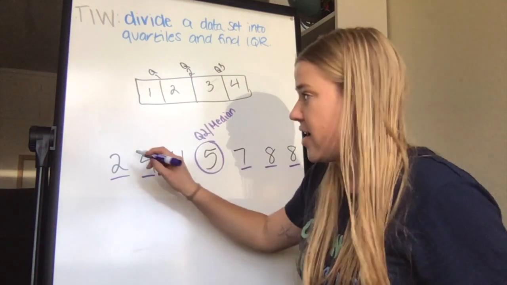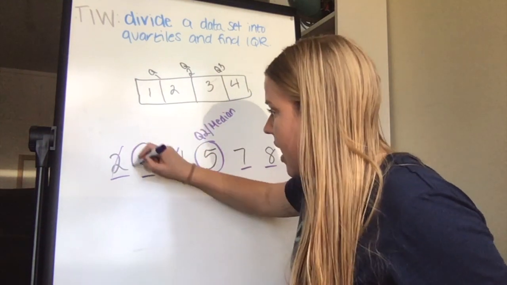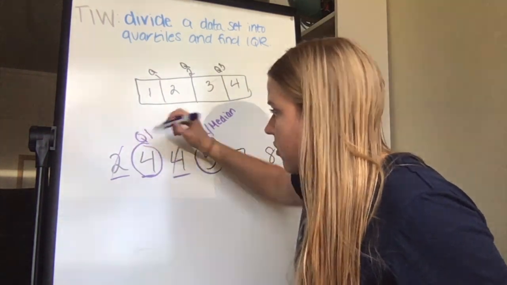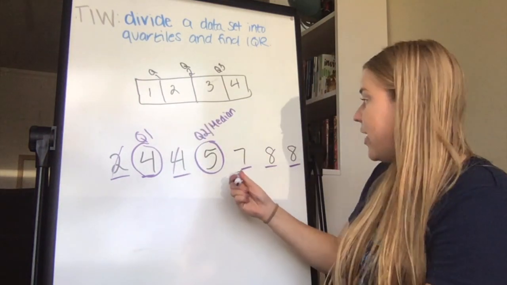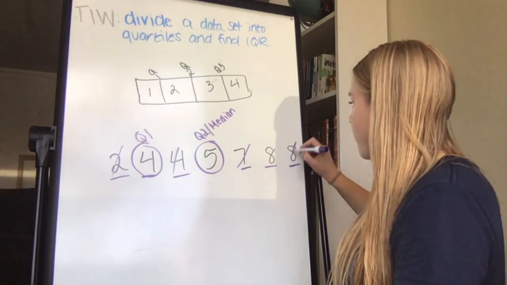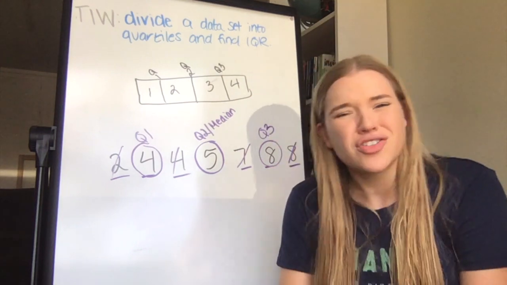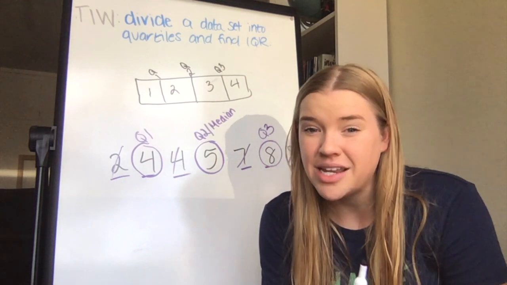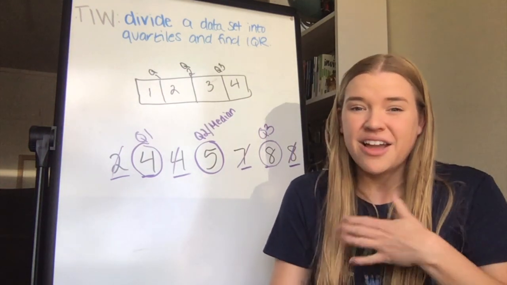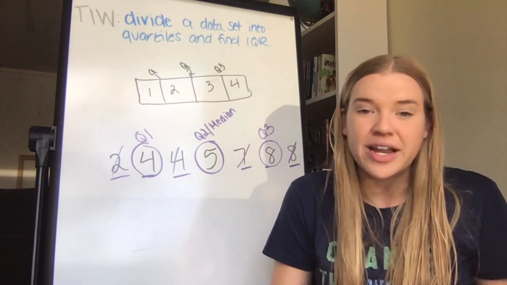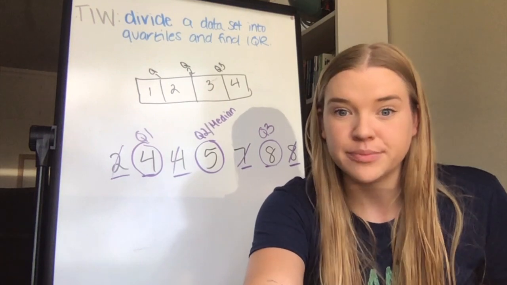I do the same thing, right? I cross off 1 from the bottom, 1 from the top, and I'm left with quartile 1. And now on this side, I cross off 1 from the bottom, 1 from the top, and I am left with quartile 3. So really, as long as you know how to find the median, you know how to find quartiles. Finding the quartiles is really just finding your median 3 separate times.